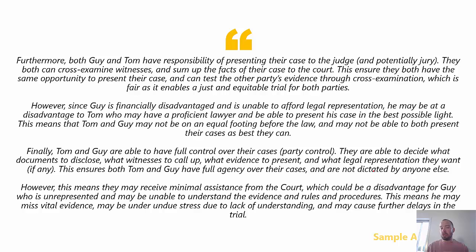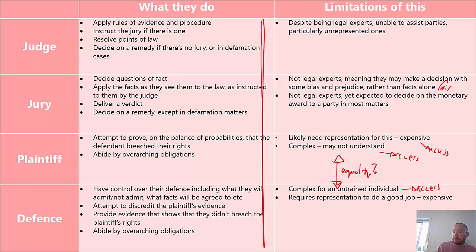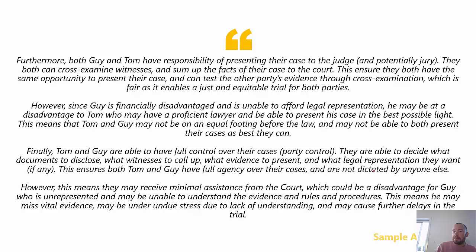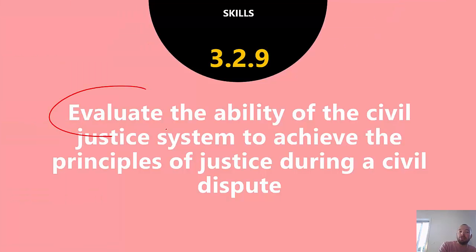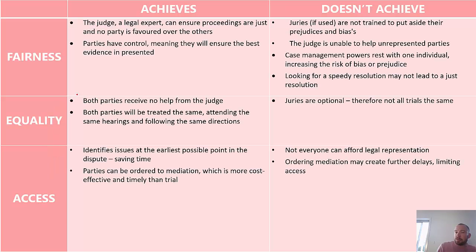And here's a sample answer which you can pause and look at in your own time. I think this one's quite well written with a little bit of depth. And connects well into the stimulus material, but I won't sit here and read it and unpack it. Feel free to pause it. But yeah, those limitations hook in really well here with our ability to evaluate the principles of justice. Juries unable to put aside their prejudice and biases, perhaps. It's shocking grammar, sorry. Judge being unable to help unrepresented party.